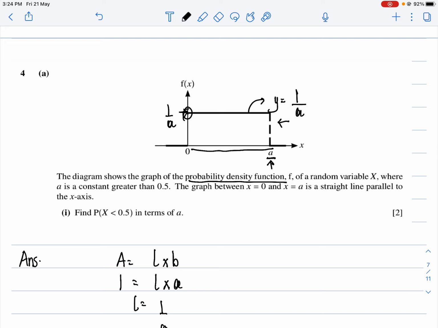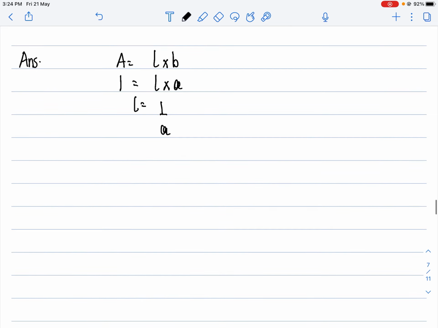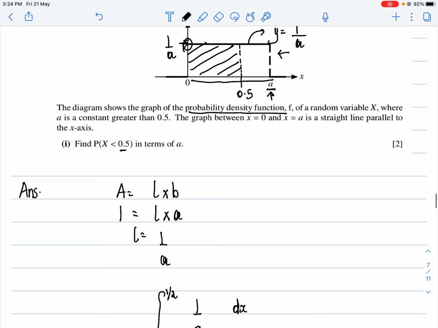Got it? Now, because I know a is more than 0.5, I know 0.5 lies somewhere here. So I need to calculate the area here. What I can simply do is, I know the function is 1 over a. So I can integrate 1 over a dx with the limits from 0 to half, because it's 0.5, correct?